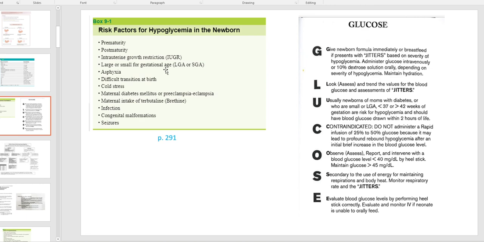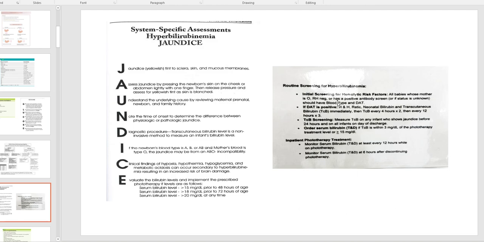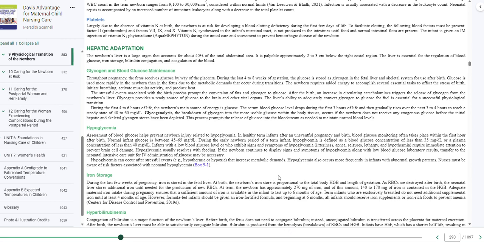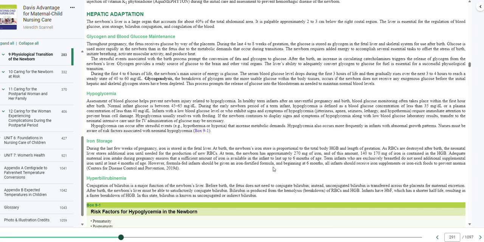On page 291 also is this box 9-1, just to read through that, okay? These are risk factors for hypoglycemia in a newborn, okay? Here's your mnemonic if you need a tool to help you memorize that, okay?